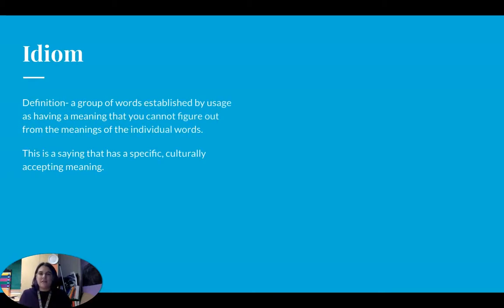Our next one we're going to talk about is an idiom. Idioms are sometimes just called sayings. The official definition is a group of words established by usage as having a meaning that you cannot figure out from the meanings of individual words. So basically, if you were to hear this phrase literally, it would make absolutely no sense. But as a society or as a culture, we know what we mean by this. It is very specific. It is an accepted meaning in a specific culture or language.